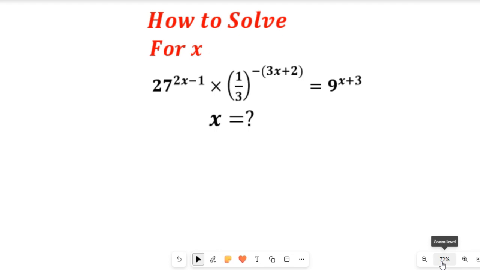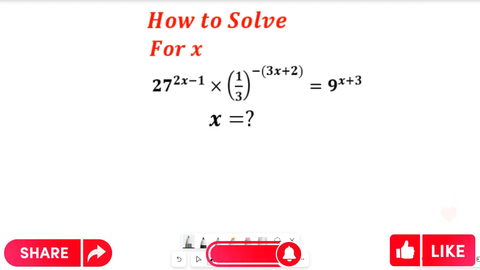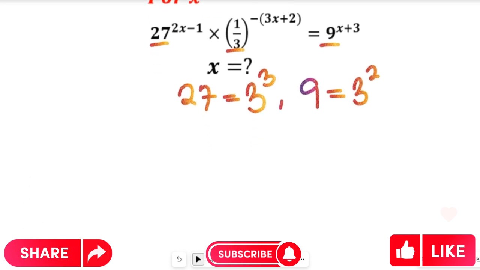We are asked to find the value of x. Now, to find the value of x, I want you to note that we're going to send 27 and 9 to a common base 3. And if we do that, 27 is going to give us 3 to the power of 3, right? And 9 is going to give us 3 to the power of 2. Now, if we do that, we'll be making a headway to solving this question.